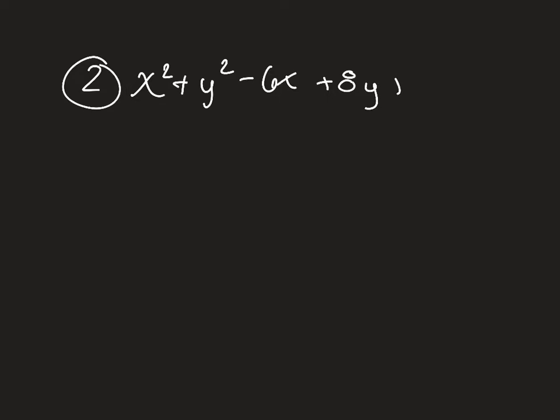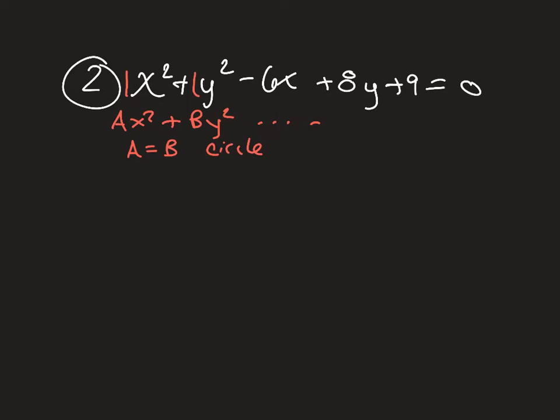So I'm going to start with number 2, and it says that I have x squared plus y squared minus 6x plus 8y plus 9 equals 0. So if you look at ax squared plus by squared and so on, you can see that right here the a is 1 and the b is 1. And since a equals b, this is going to be a circle. And I want to prove that by completing the square.